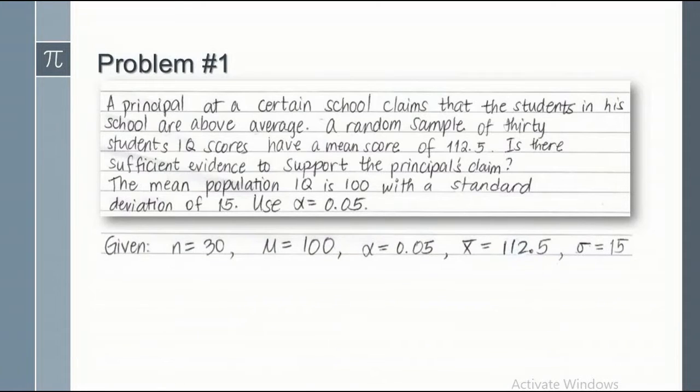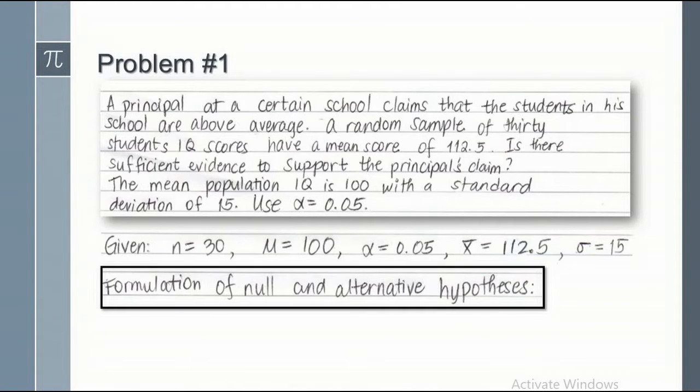Given n is equal to 30, mu or population mean is equal to 100, alpha or level of significance is 0.05, sample mean is equal to 112.5, and the standard deviation is 15.